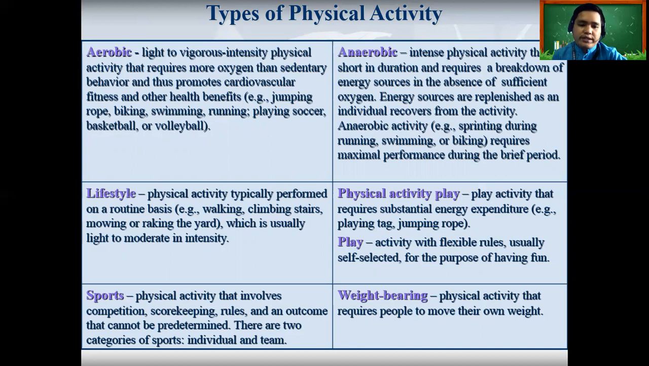We have here sports, physical activity that involves competition, scorekeeping, rules, and an outcome that cannot be predetermined. There are two categories of sports: individual and team. For team sports, we have volleyball and basketball. For individual sports, we have badminton singles, and we also have chess.